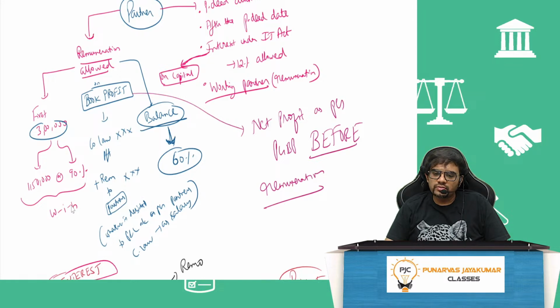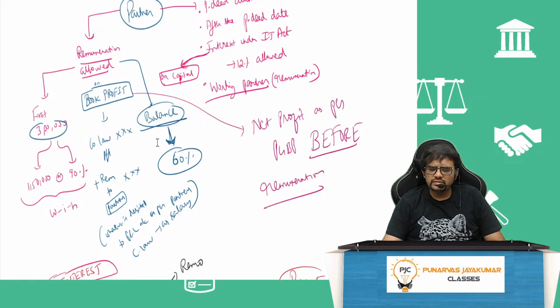How will you compute book profit? You should take the company law profit plus add back the remuneration given to partners. So on the first 3 lakh rupees, how much you will get? 1,50,000 or 90%, whichever is higher. On the balance book profit, you will get 60%.